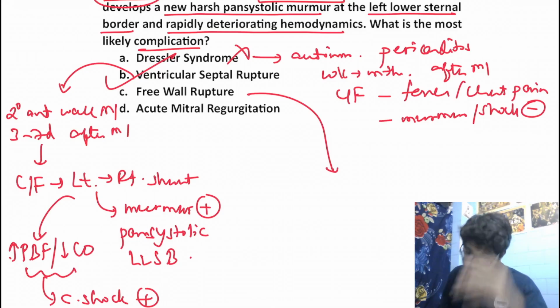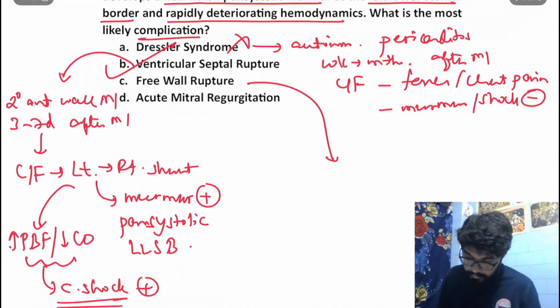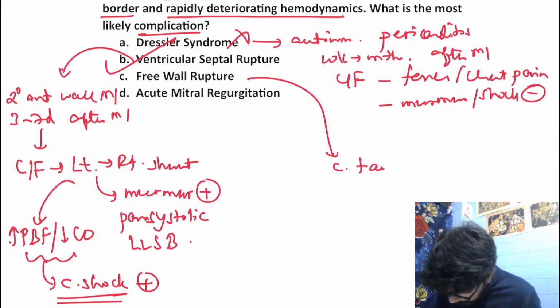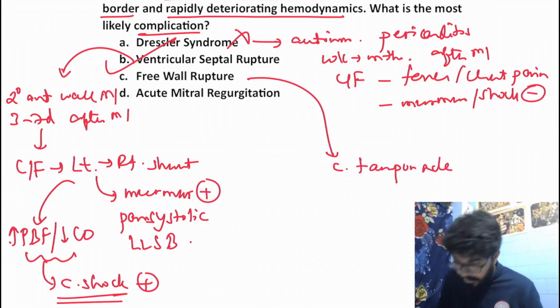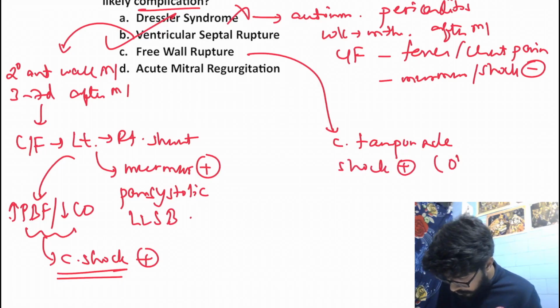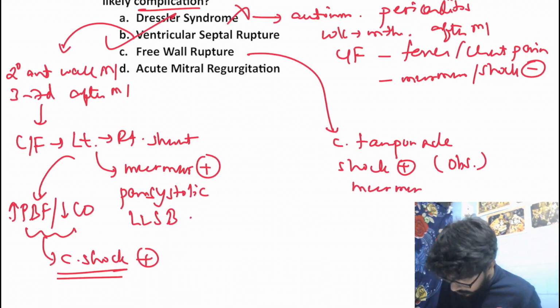What is free wall rupture? Free wall rupture means there is a leak of blood into the pericardium, right? The blood is leaking into the pericardium and would finally lead to cardiac tamponade. Over here, yes, a shock component would be present, which would be obstructive in nature, right? But the murmur would be absent.